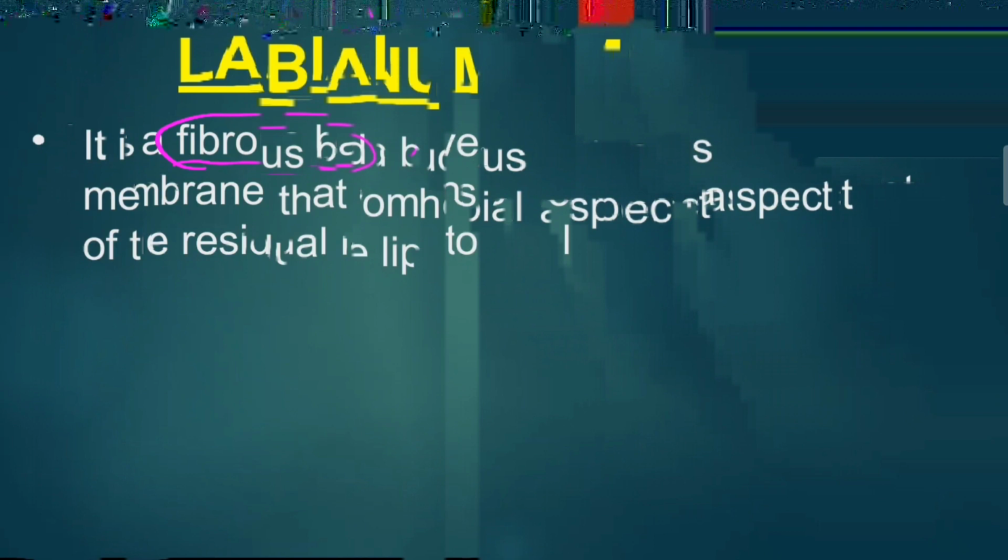Postpalatal seal. This is the part of the posterior palatal seal that extends between the two maxillary tuberosities. As we can see in the diagram, if this is a denture, this is a ridge, this part of the posterior palatal seal area is known as postpalatal seal, as it is running between the two maxillary tuberosities. These are the tuberosities and it is extending between these two tuberosities.